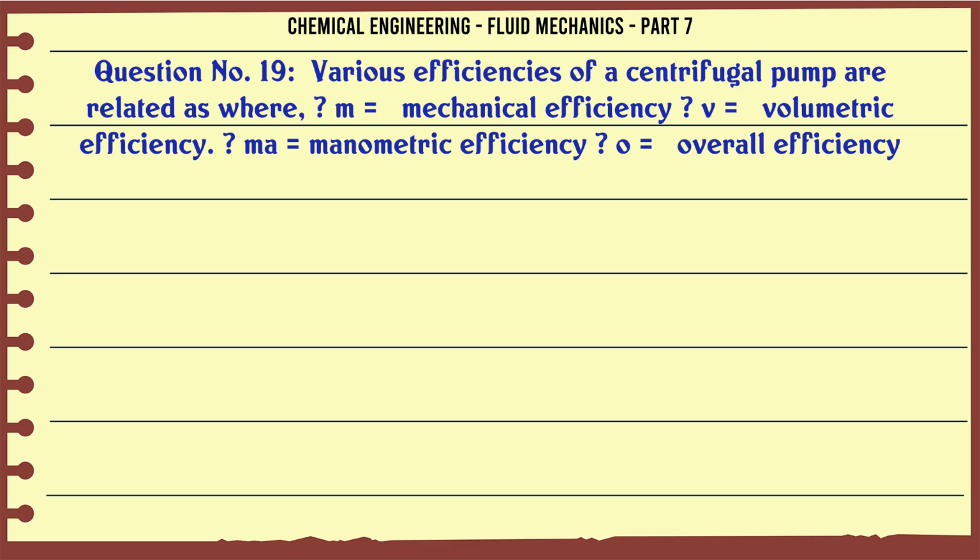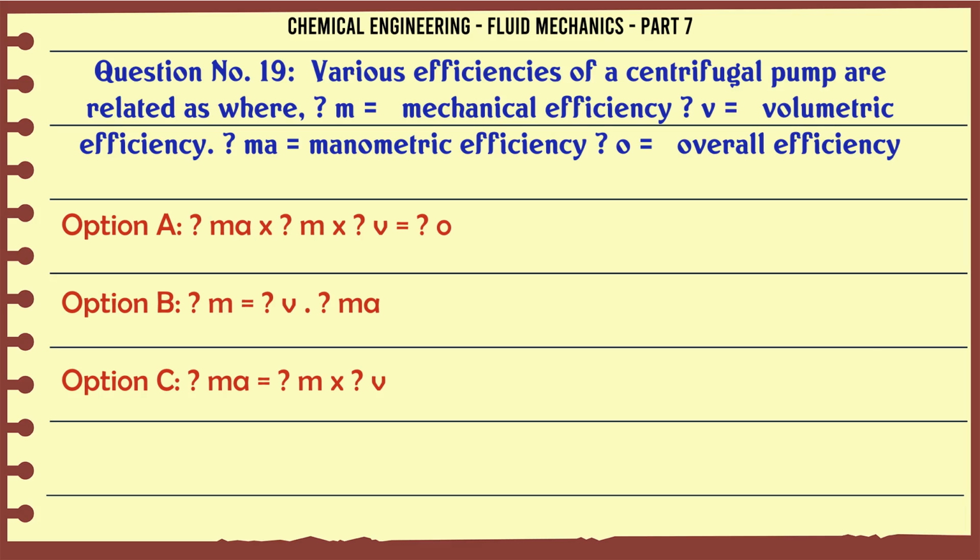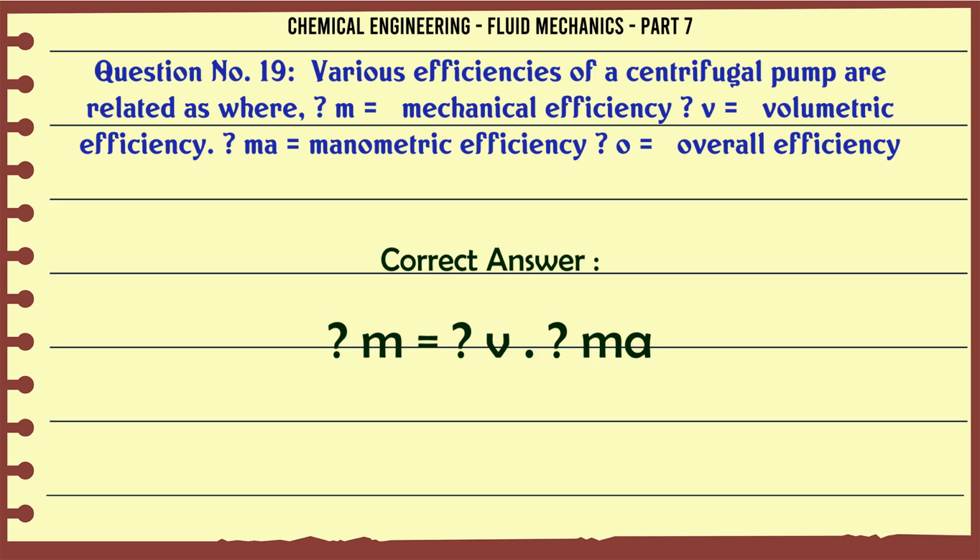Various efficiencies of a centrifugal pump are related as follows, where M is mechanical efficiency, V is volumetric efficiency, Ma is manometric efficiency, O is overall efficiency. A. O = Ma x M x V, B. O = M x V x Ma, C. Ma = M x V, D. V = M x Ma. The correct answer is O = M x V x Ma.